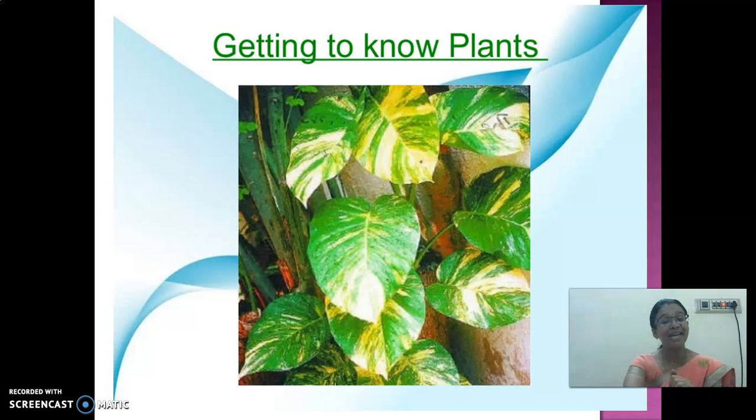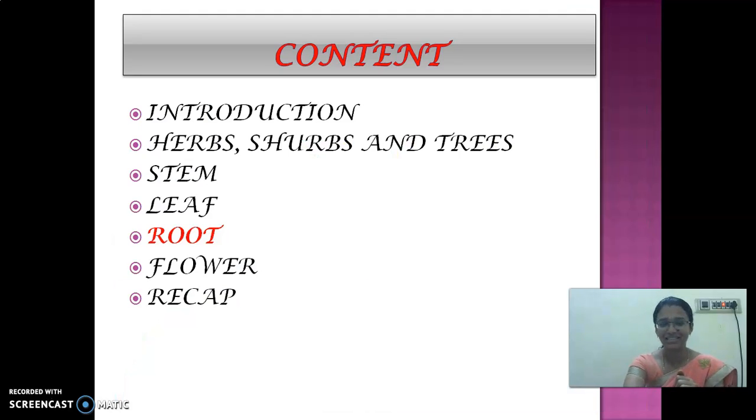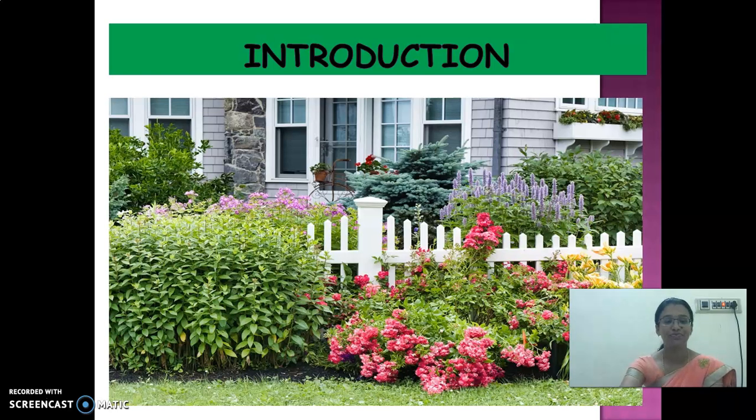We had seen many activities which we can easily do at home. Today also we are going to have one activity, so that we will see in the class. These are the contents. We have completed up to leaf, stem, leaf. Today we are going to discuss only one topic, that is root.